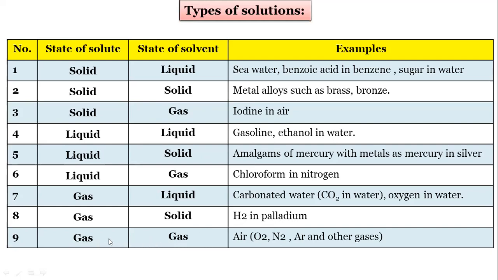Then the last system is where both are gas. It means the solute is also a gas and the solvent is also a gas. An example of such a system is air. See, in air, all the gases are present: oxygen, nitrogen, argon, and other gases. It means both solute and solvent are gases.